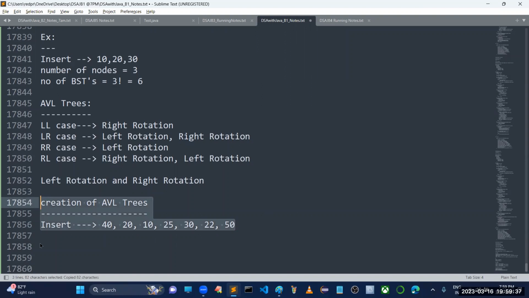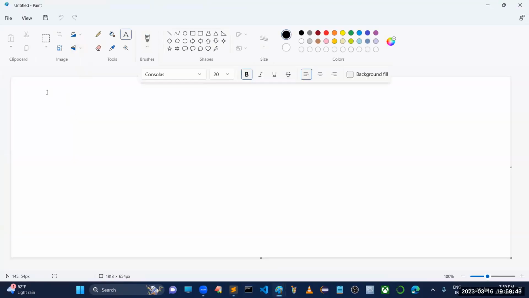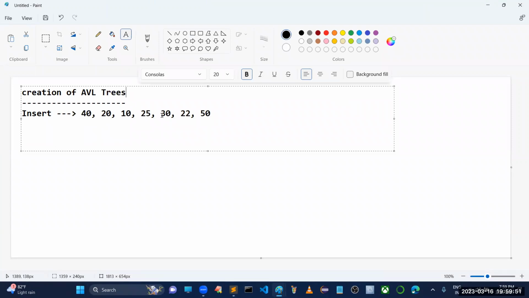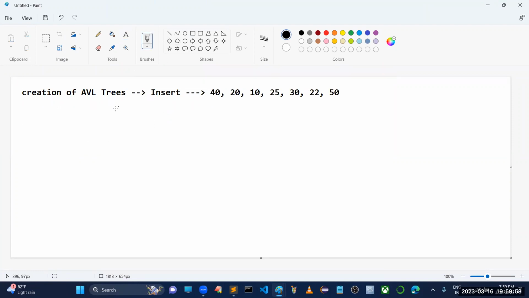Wherever we get unbalancing, meaning balance is not there, we have to do proper rotations. Now we will see, by inserting the elements one by one, where we get a problem and how we can solve that problem. Okay, sir, first I'm going to insert the first node, which is 40. What is the balance factor for this? Since we have only one node, its balance factor is 0.